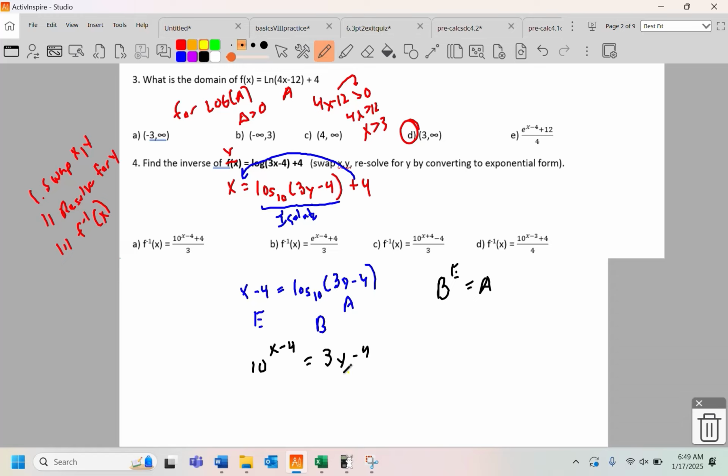And now what we're going to do is we're going to isolate that y, okay? So we're going to add 4. 10 to the x minus 4, notice it's an exponent, plus 4 is equal to 3y, and then we're going to divide that 3 out. And this is my answer. Choice A.